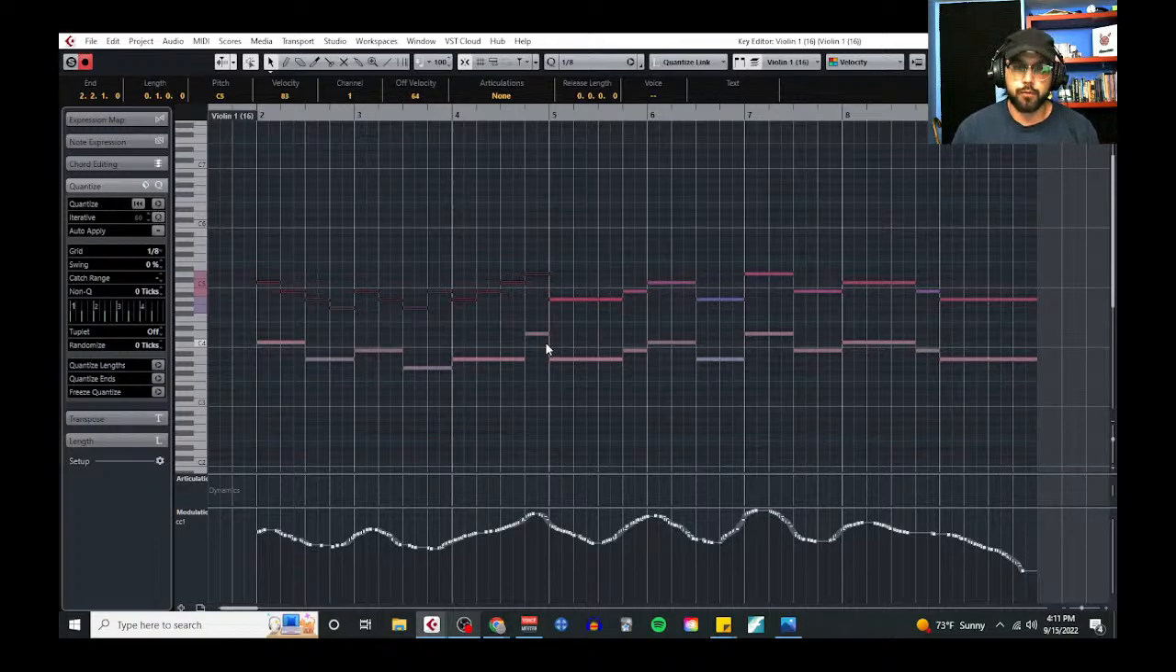And clarity is very important for orchestration. It's what makes an orchestration sound clean and professional. One of many things that makes it sound clean and professional. So I hope that helps clarify if there was any confusion.